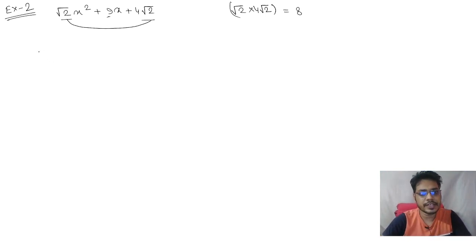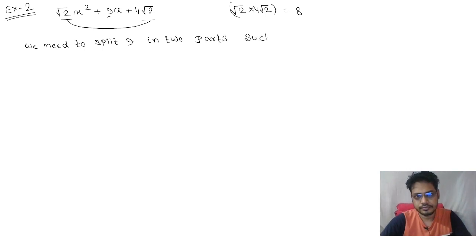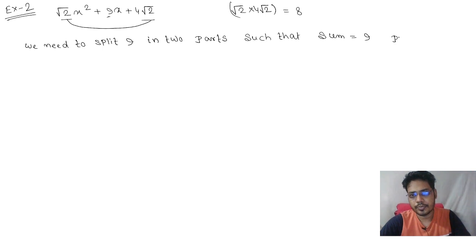That means we need to split the middle term 9 in two parts such that the sum of the two parts will be 9 and the product of the two parts will be 8. So here the product is 8 and the sum is 9.